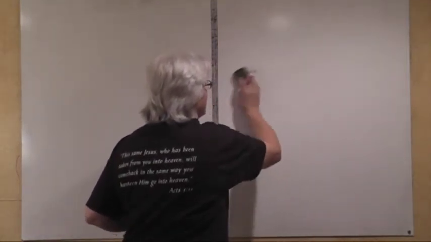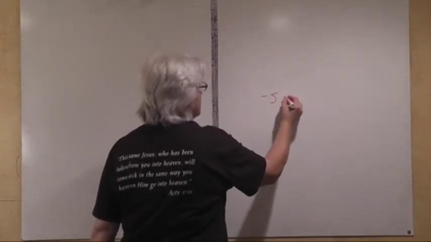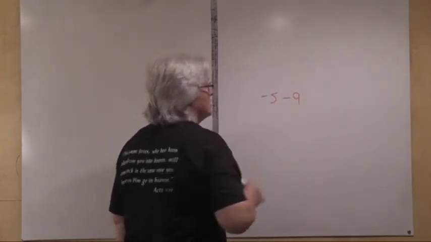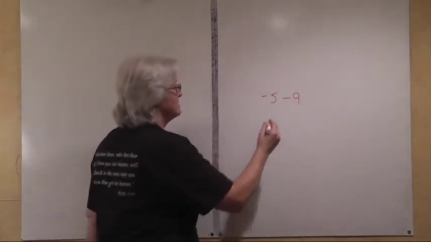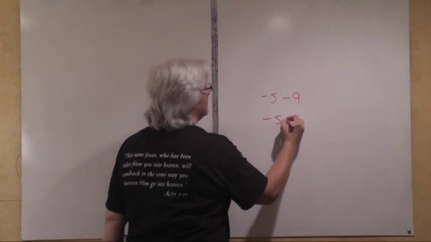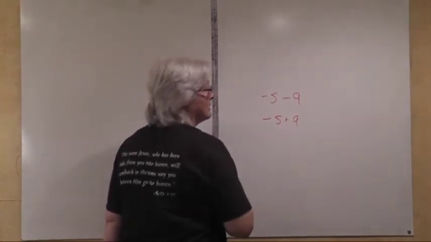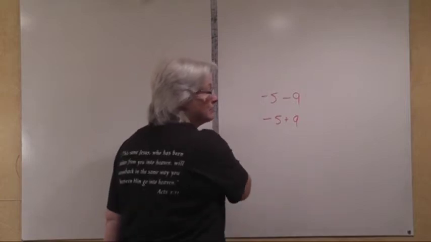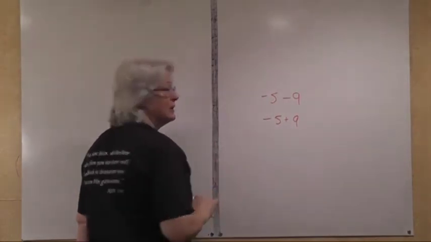If we have -5 minus 9, it's a subtraction problem. We want to rewrite that so that we add the opposite: -5 plus the opposite of 9.